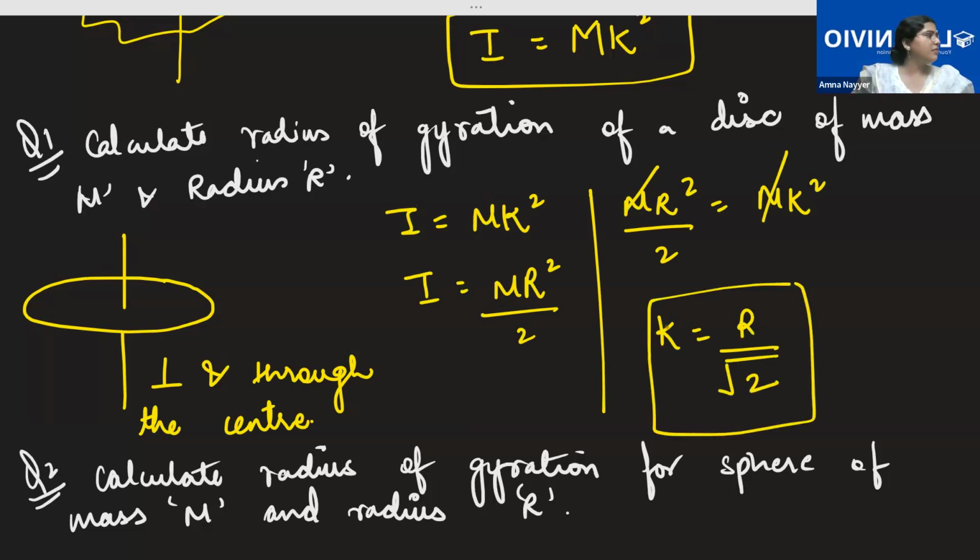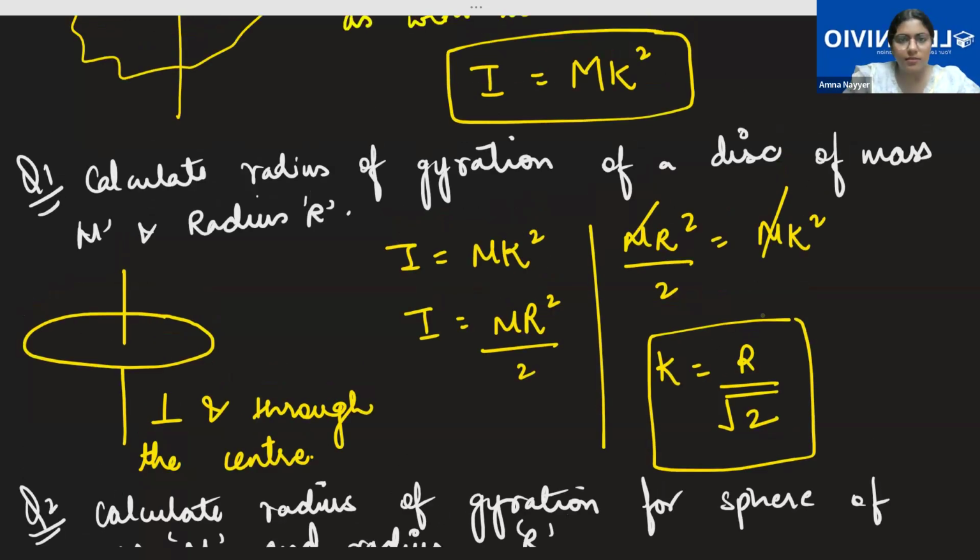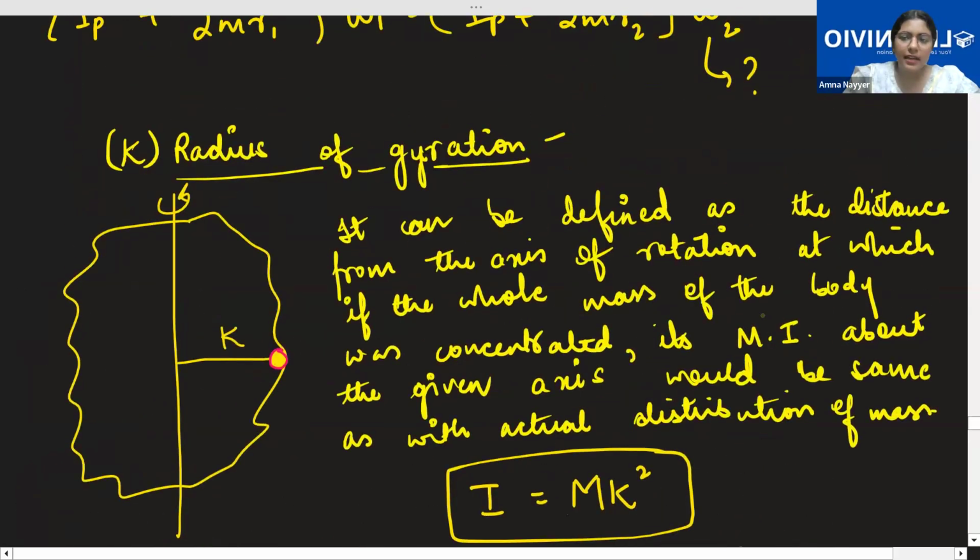So k is the radius of gyration, R is the radius. This one is from your moment of inertia. So like this, mk², you equate it with mr²/2. Very easily you will get your answers, okay? Write this first, write the radius of gyration.